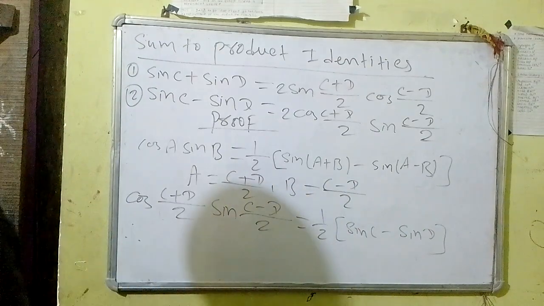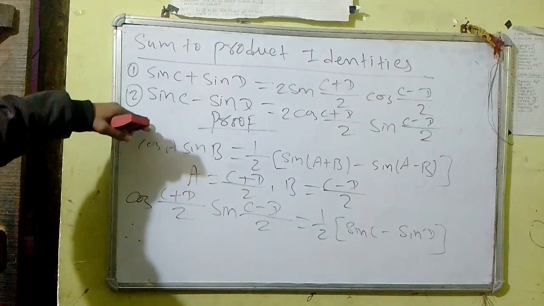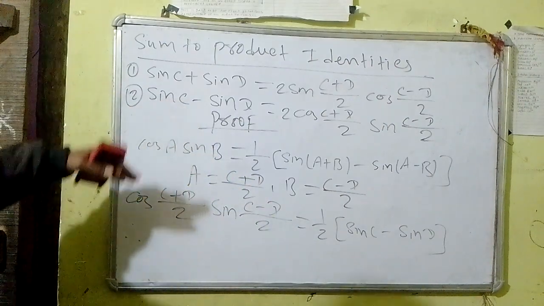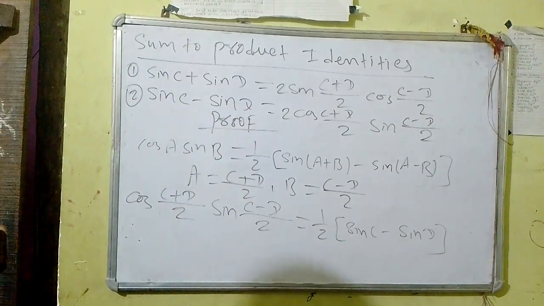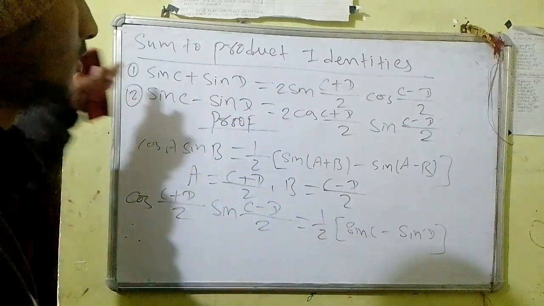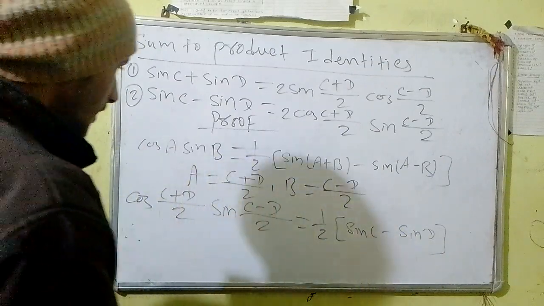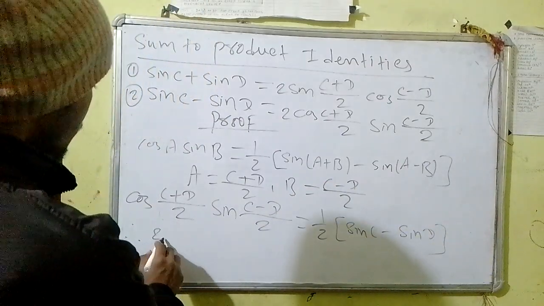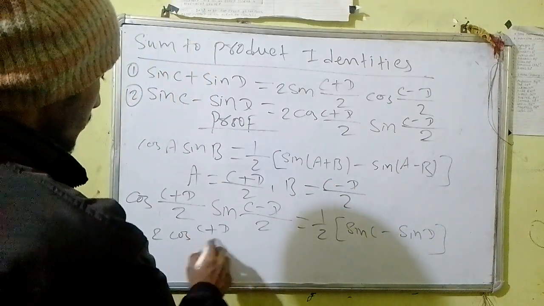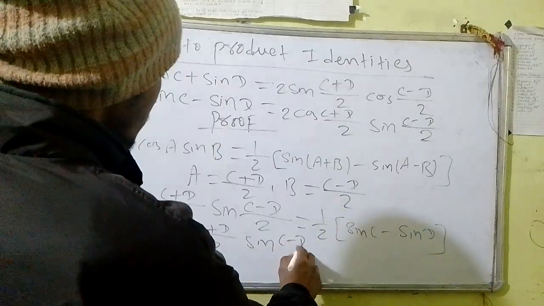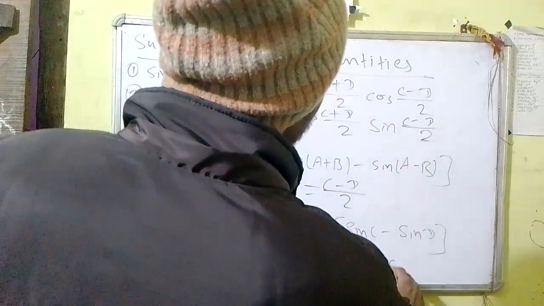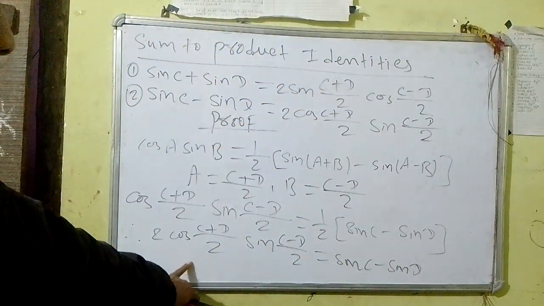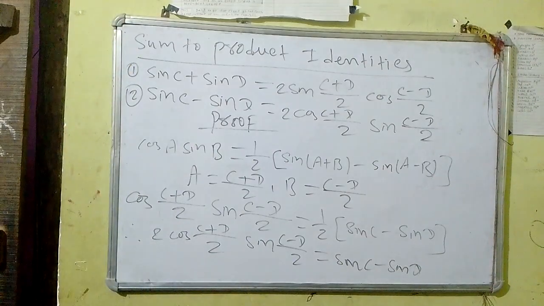For some people, it might seem that we are building the proof from the result, but we're not. You could do the proof first and then write the result, which I'm going to do in the third example. I'm going to do the proof first. So 2 cosine C plus D over 2 times sine C minus D over 2 is sine C minus sine D. Sine C minus sine D is 2 cosine C plus D over 2 times sine C minus D over 2. So here we have the result proven.